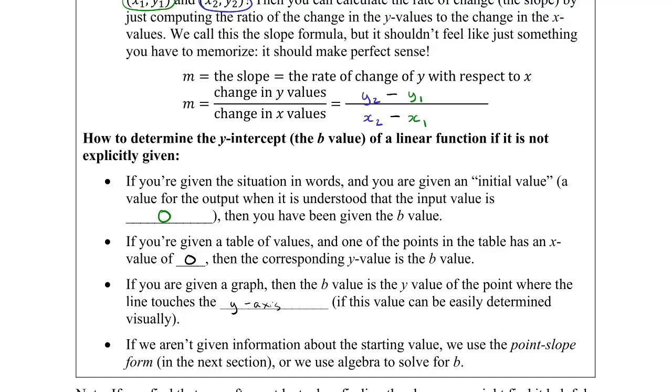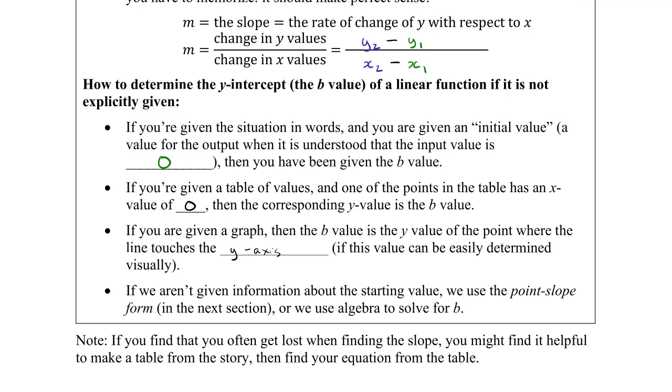Occasionally, we are not given information that lets us immediately determine the starting value. So we don't have a 0 in our table, or we aren't given the starting value, or we can't easily read the y-coordinate where our graph crosses the y-axis. In that case, we'll use the point slope form, which we'll see in a minute.